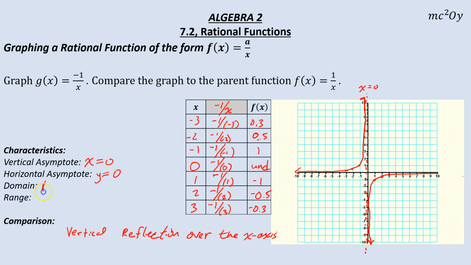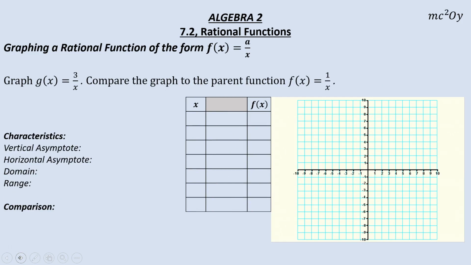Okay, horizontal asymptote this time is still at y equals 0. The domain is still all real numbers except x equaling 0. And the range is still also all real numbers except y equals 0. All right.